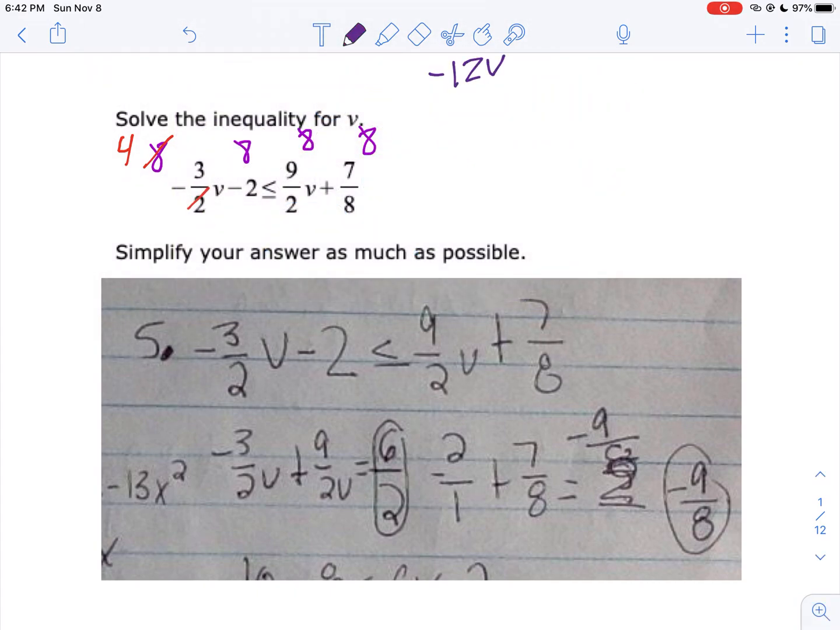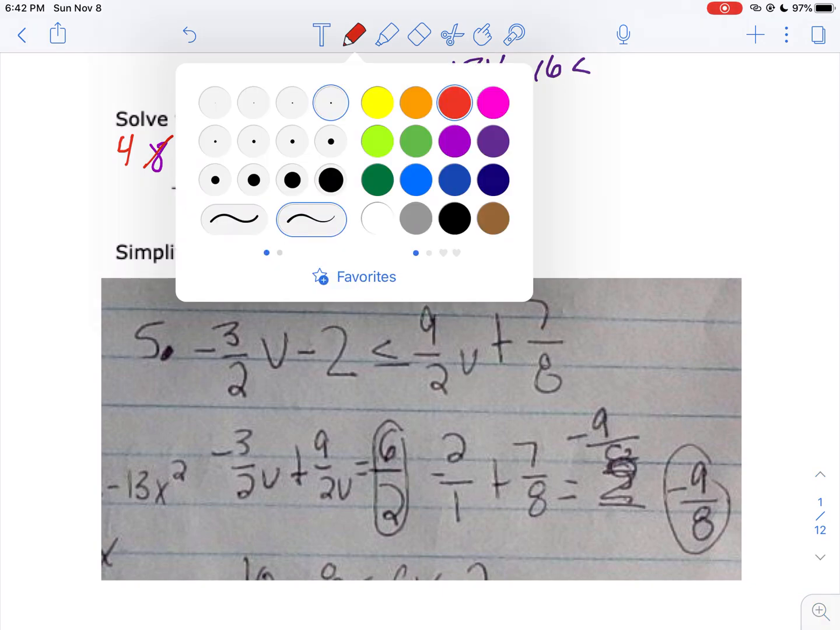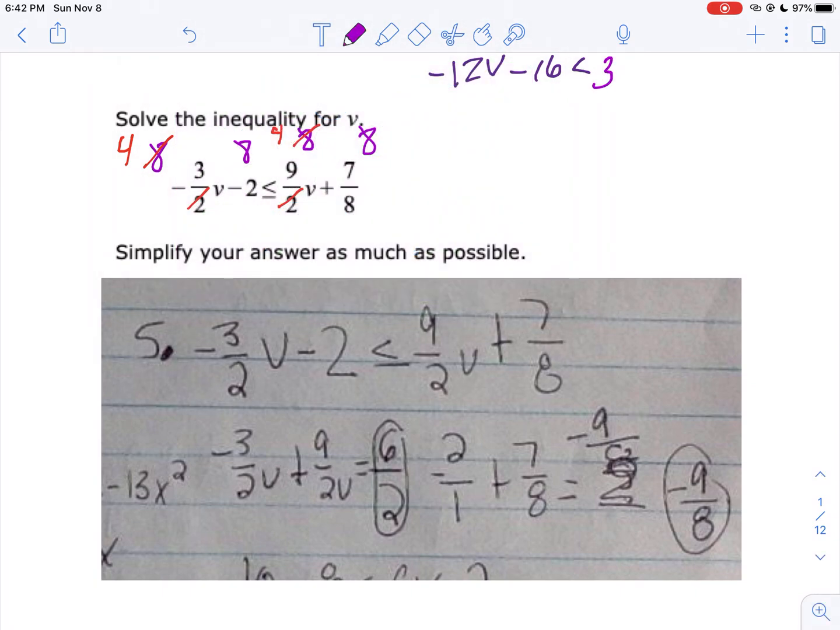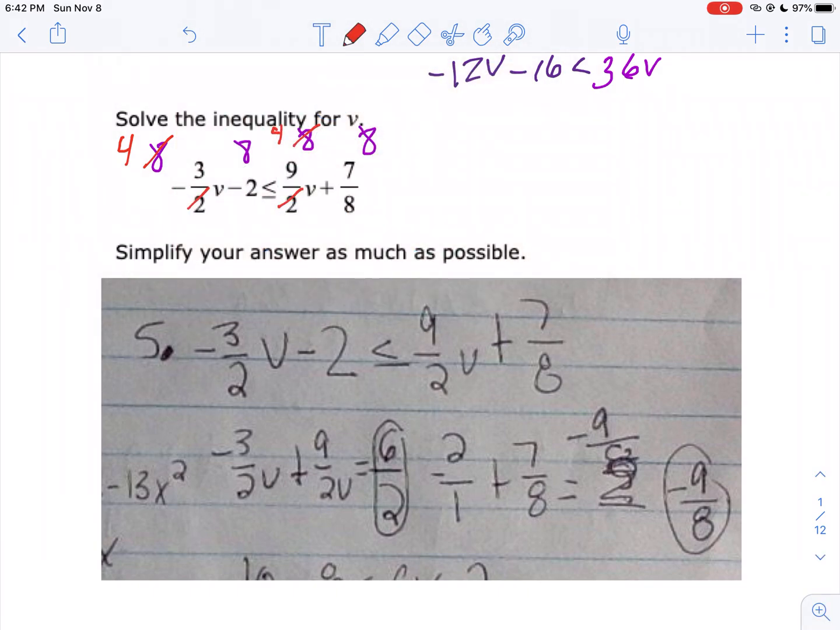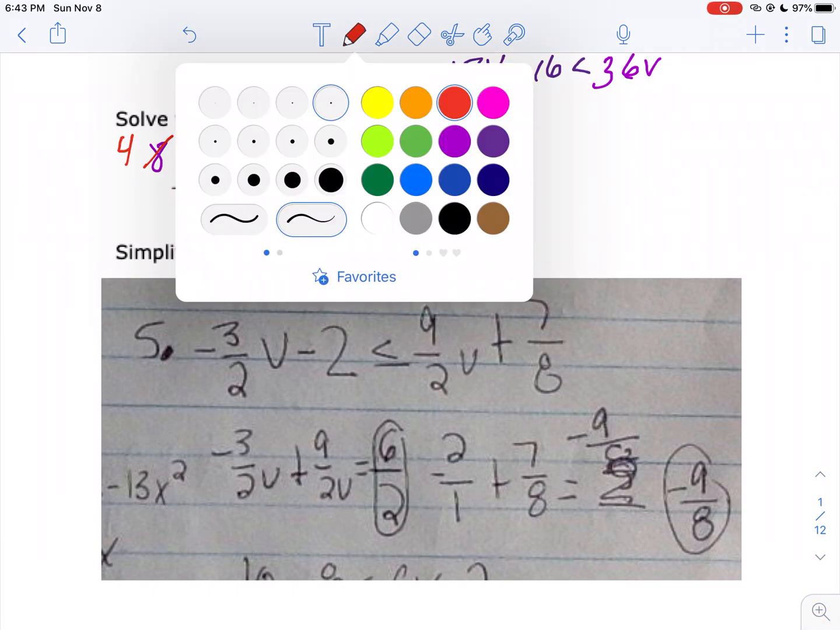Put it up here. Negative 8 times 2 is minus 16. Is less than or equal to, we'll do the same thing again, 2 goes into 8 4 times. So we'll take 4 times 9v, and that'll be 36v. And then the 8s, they just reduce, don't they? So we'll get plus 7.